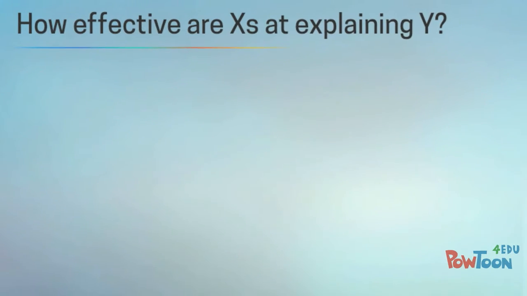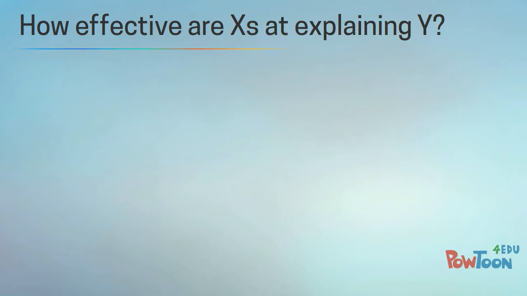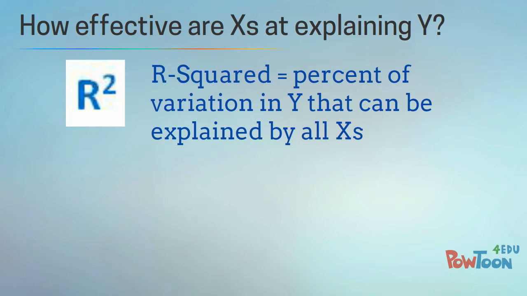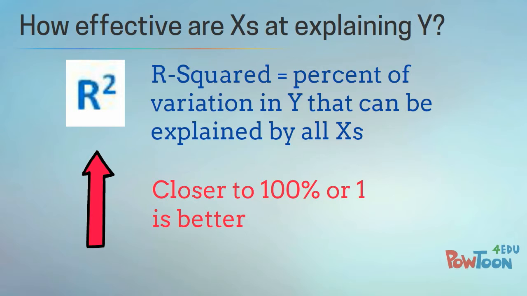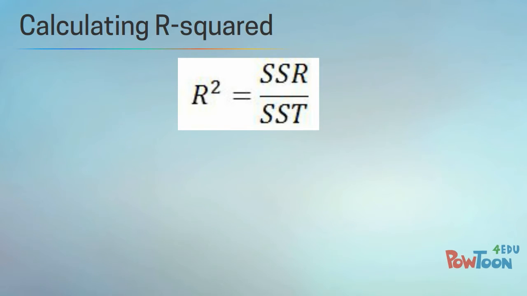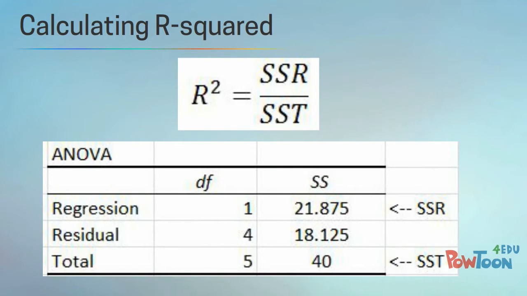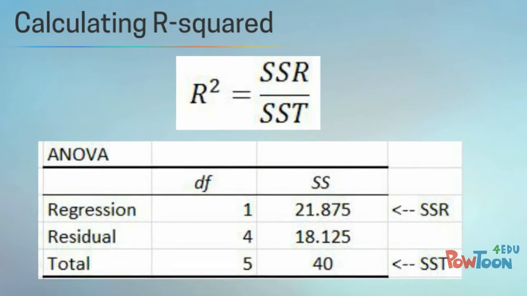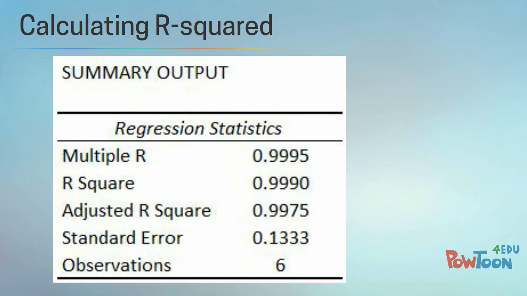Next, we may wish to evaluate how effective the x's are in explaining variance in y. As with simple regression, we use r squared, which is the percent of variation in y that is explained by all of the x's. Again, values of r squared closer to 1 are better since they indicate the x's do a better job of explaining variance in y. R squared is SSR divided by SST, which are both found in the ANOVA table. However, the value of r squared is usually read directly from the output. In Excel, r squared is under summary statistics.